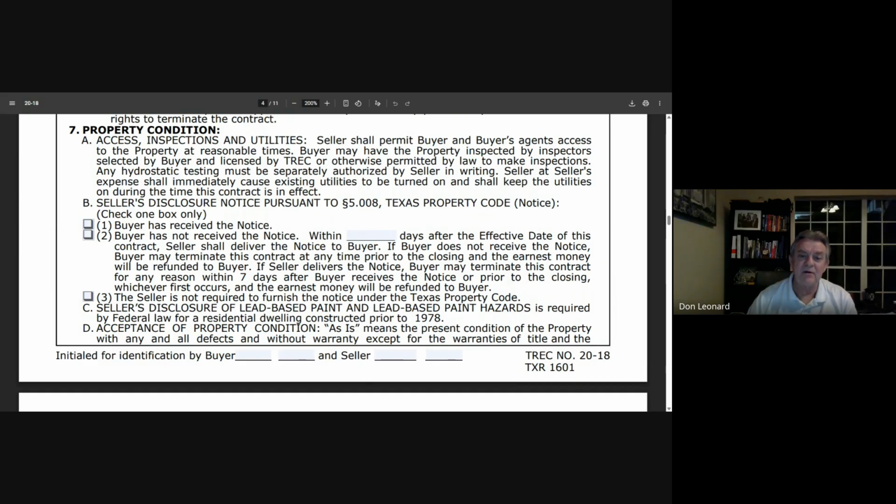Says that the buyer's agents have the right to access the property at reasonable times. Reasonable time is any time the buyer and seller can agree. Buyer can have the property inspected by inspectors that are selected by the buyer and licensed by TREC or otherwise permitted by law to make inspections.